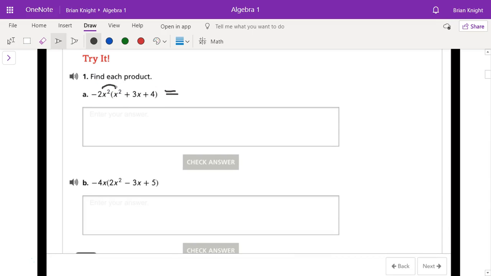Negative 2x squared times x squared. What would that be? Negative 2x to the fourth. All right. Negative 2x squared times 3x. Negative 6x cubed. And negative 2x squared times 4. Negative 8x squared. Done. Everybody okay? Same thing down here.